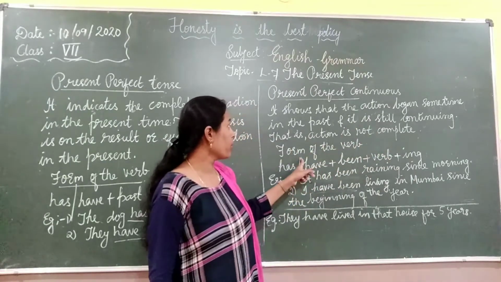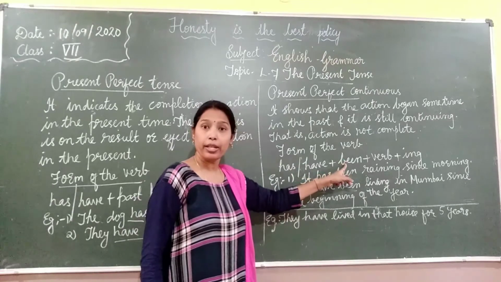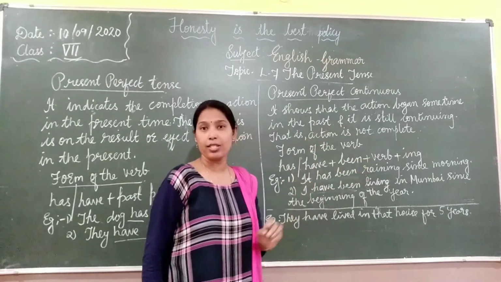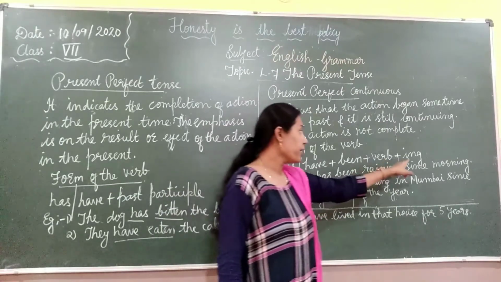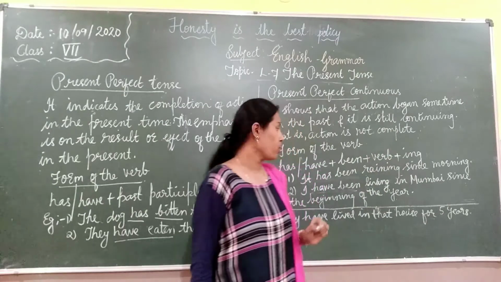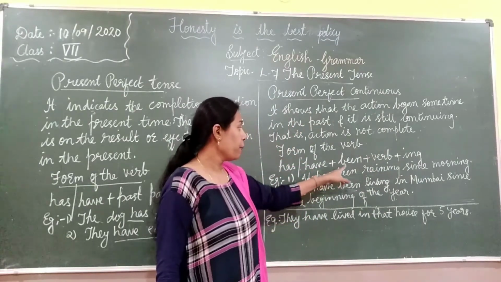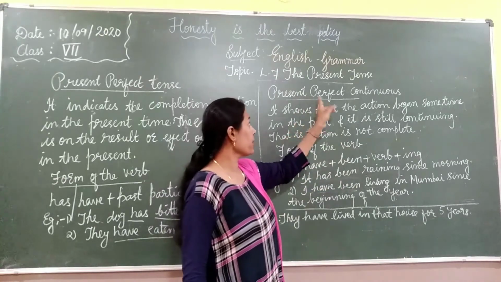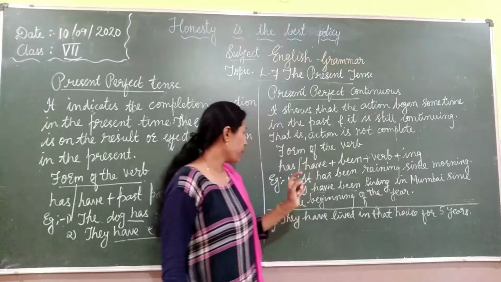What is the form of the verb for present perfect continuous tense? Has or have plus been plus verb plus ing. I told you, right? In any kind of continuous tense you can find ing. If it is ing, that is a kind of continuous tense. Now, has for singular, have for plural, plus been, you have to add for present perfect continuous tense, plus verb plus ing. See example.